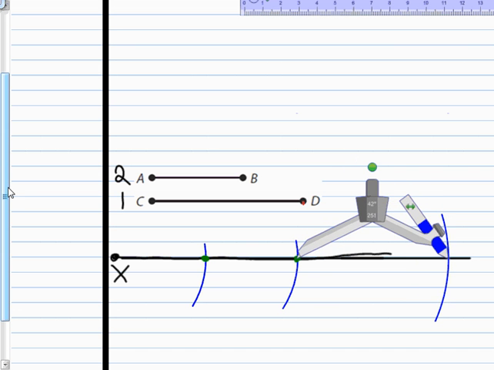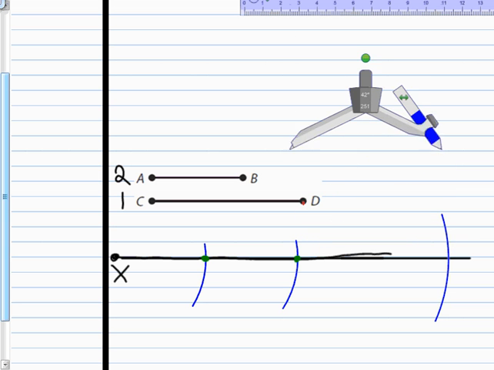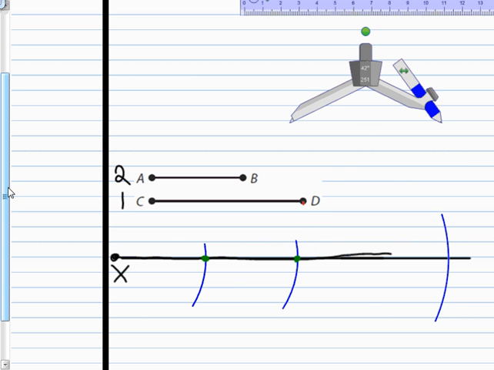Drawing my arc. And there we go. I have AB, AB, and CD. Okay? So that's my new line. I constructed a line that is the length of 2 AB and 1 CD. Again, watch this as many times as you need to until you get the hang of it, and we will do some of these in class as well.